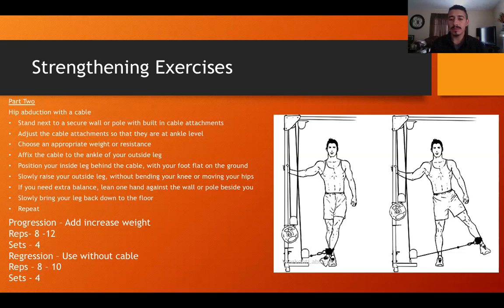Progression, obviously you're going to go up in weight, not so much that you're going to hurt yourself. Reps, you're going to be doing around 8 to 12, sets 4. And for regression, you can do the same exercise, still holding onto the pole or wall, without the use of the cable. So just your leg. Reps, you're going to be doing 8 to 10 and 4 sets still.